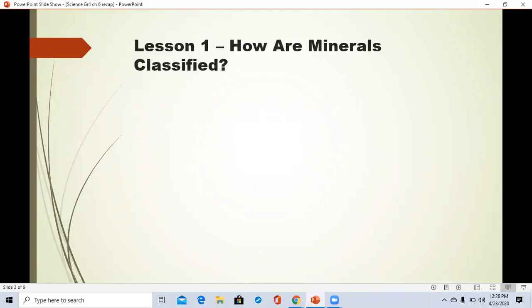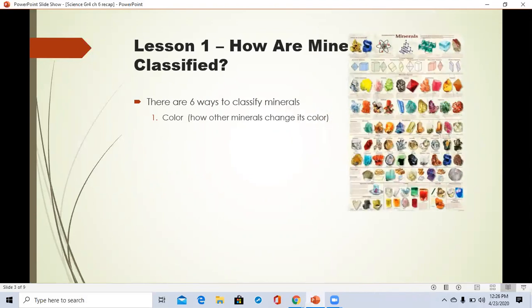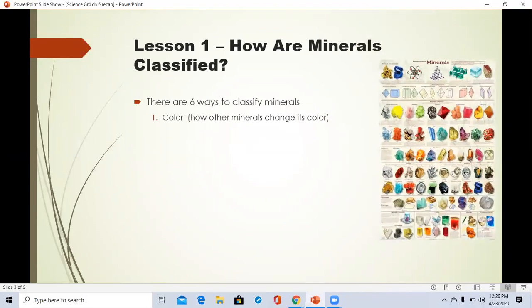So lesson number 1, how to classify minerals. As we said, there are 6 ways of classifying minerals. The first one is to look at the color. Each mineral has a specific color, and what it looks like is the type of mineral it is. So if we look at gold, we know gold is a goldish color. Or if we look at tungsten, it has a silver color.